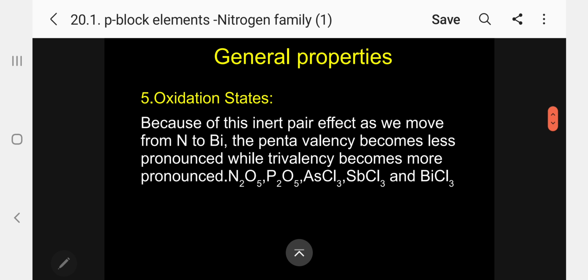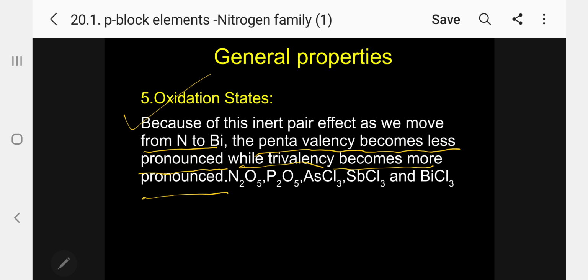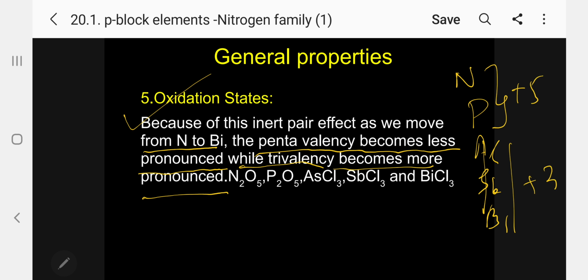Let me give further information. This is most important. Because of this inert pair effect, as we move down from nitrogen to bismuth, the pentavalency becomes less pronounced, meaning less favorable, while trivalency becomes more pronounced. Kindly follow. In the case of nitrogen and phosphorus, pentavalency is possible, whereas below them, arsenic, antimony and bismuth, trivalency is more predominant.